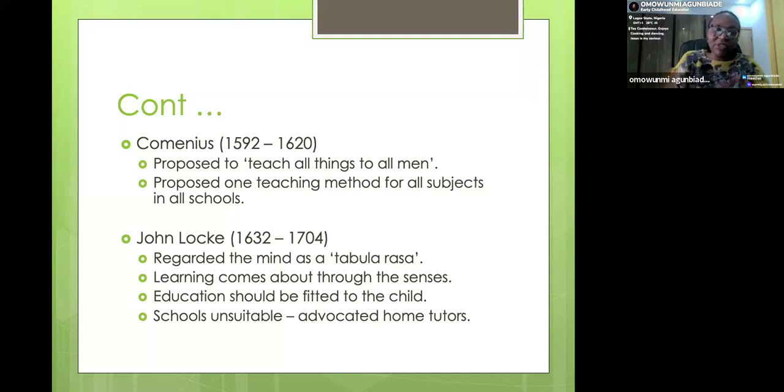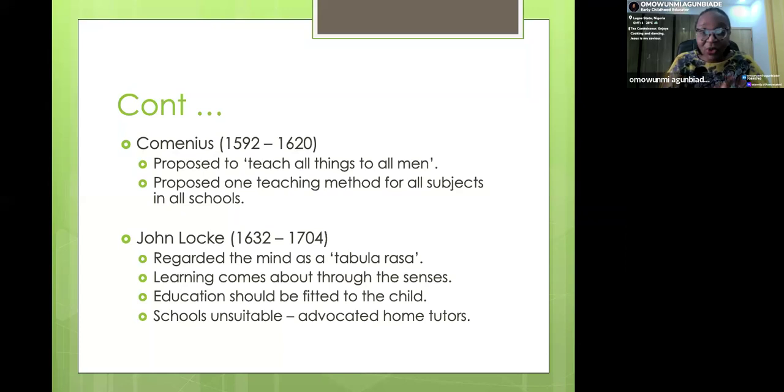We have another philosopher here that Maria Montessori studied. This particular individual, Comenius, proposed to teach all things to all men. He proposed one teaching method for all subjects in all schools.